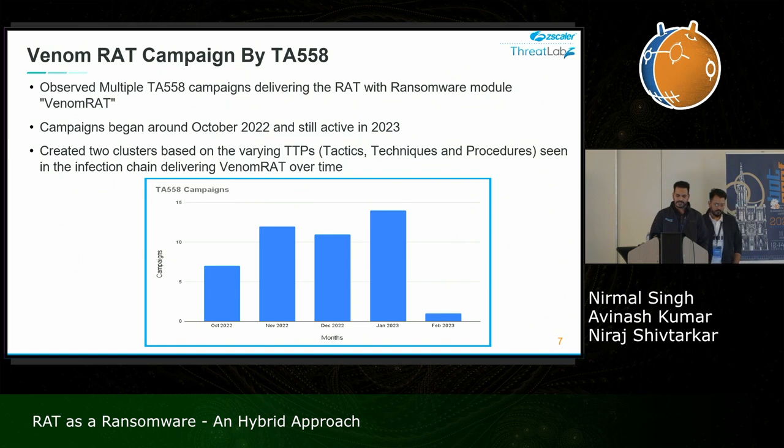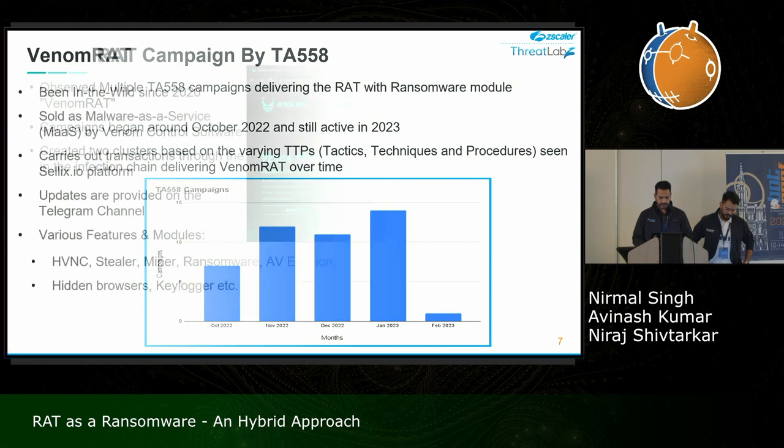Related to the specific campaign that I was mentioning regarding a specific RAT, we observed that this threat actor is delivering Venom RAT. The campaigns that we saw are active starting from October 2020, and they are still active. We clustered the campaigns based on the TTPs and the infection chain, and we will be discussing each infection chain and what kind of variations we have seen.